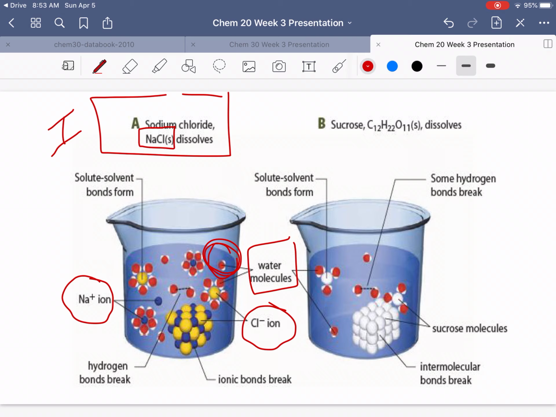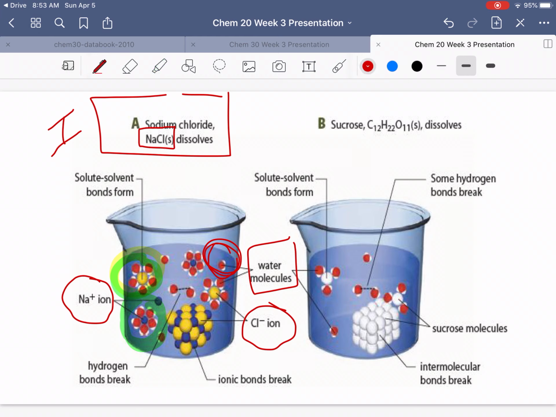They surround the ions. They surround the sodium ion over here. That's the other one, the chloride ion. Right here, chloride ion. And they surround the sodium ions here. So they split them up. Hence, dissolving occurs. That's one scenario.